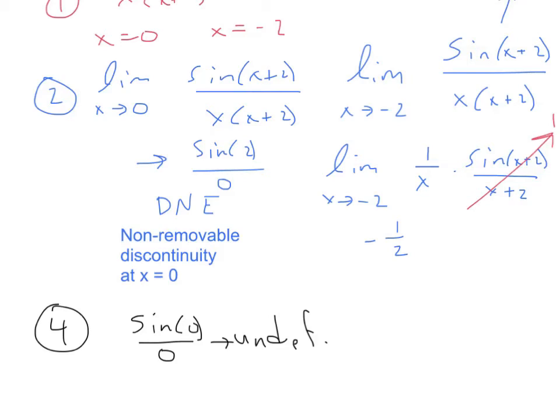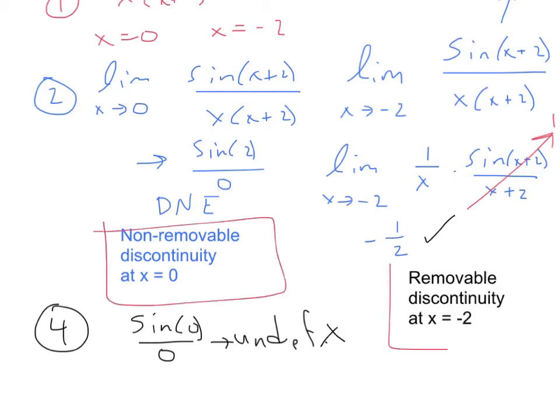Hopefully you recognize that means that it's a removable discontinuity. The limit existed, the value of the function did not match, and so because of that, it is a removable discontinuity at x equals negative 2. And again, we've effectively reached the end of the problem. We have found and classified all discontinuities, and that's what we were asked to do in the problem.